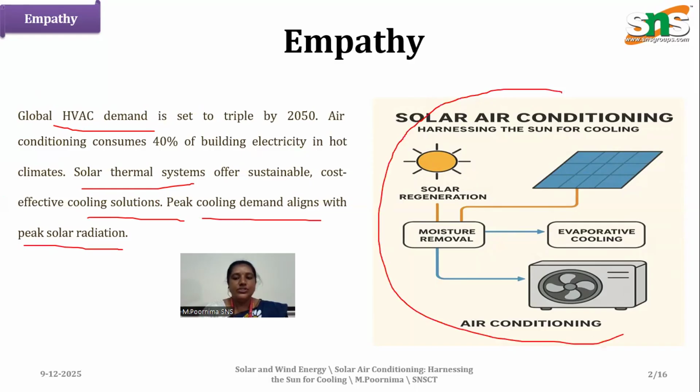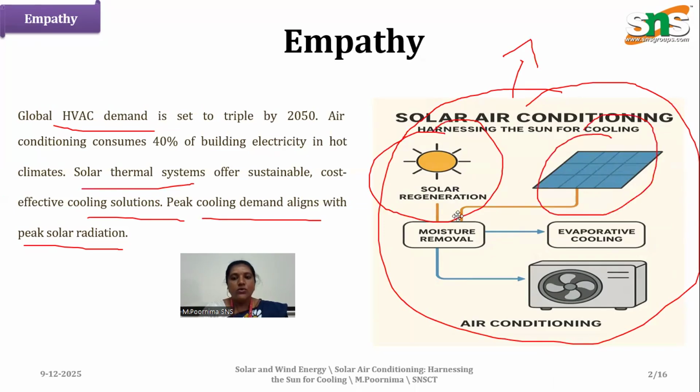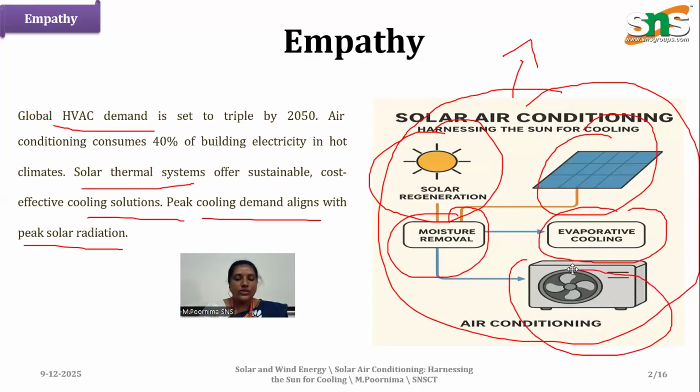We can see the pictures of solar thermal cooling systems. Here we can see the solar generation, and we have a solar power plant, we have a moisture remover, and we have the evaporator cooling system, and finally we go to the air conditioning. So this is our empathy part.